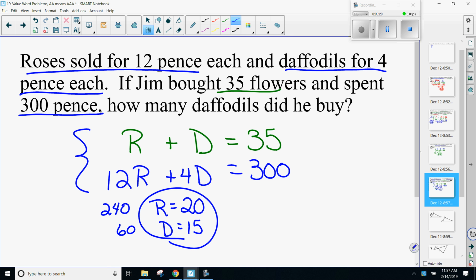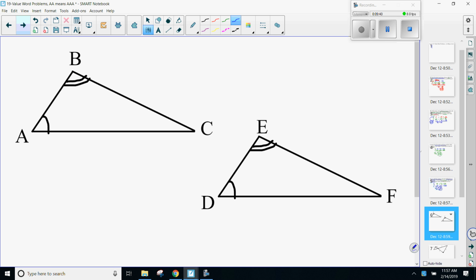Yeah. All right, the next thing that we have to talk about, do you remember day before yesterday we talked about similar triangles? What did you know about their sides? The angles were equal. Angles are all equal and the sides are proportional. They are proportional to each other in similar triangles.